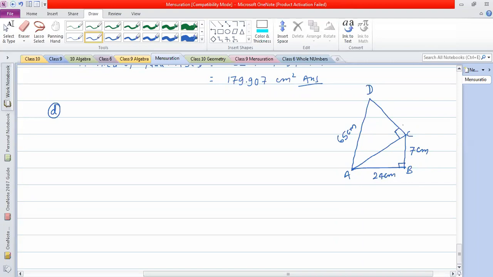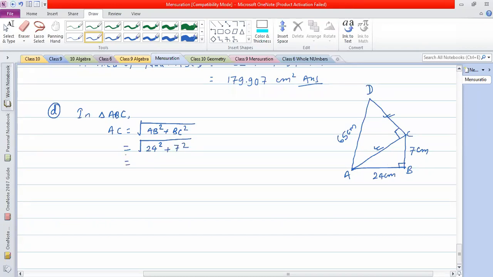So here 65 centimeters is given, but it is not used while finding the area of this triangle ACD. You know that we require this side and this side. So this side can be found from the lower triangle ABC. So let us find that one first. In triangle ABC, AC is hypotenuse, so we can directly find like this: AC equal to AB square plus BC square. AB is 24 square plus BC is 7 square.